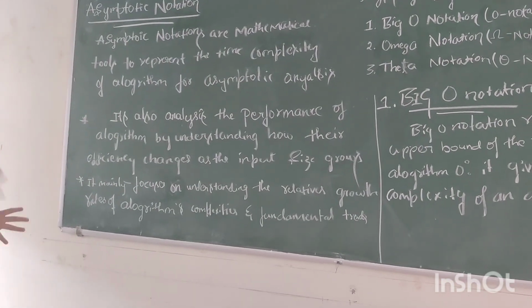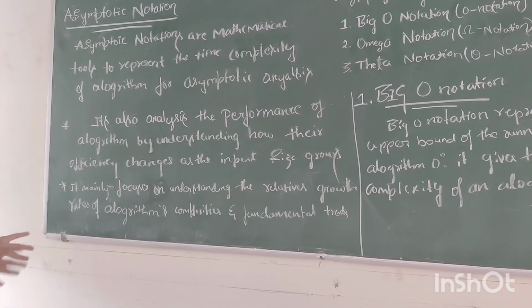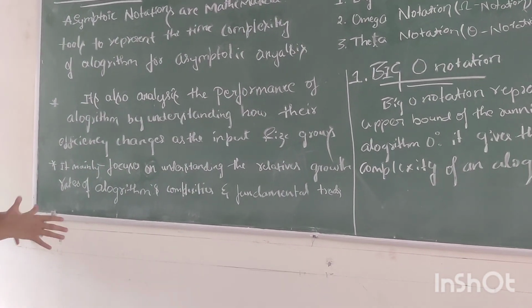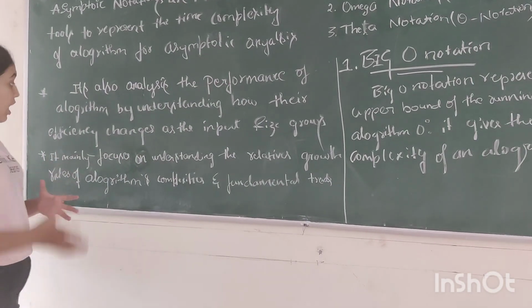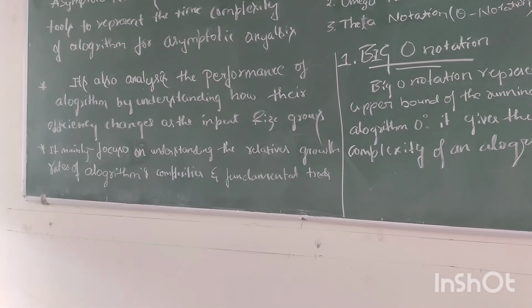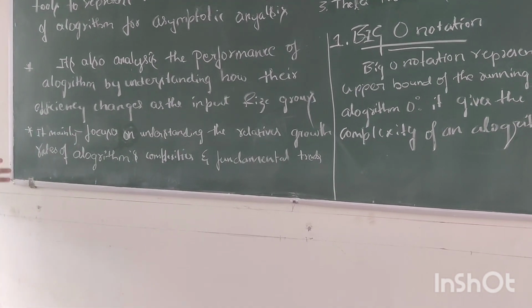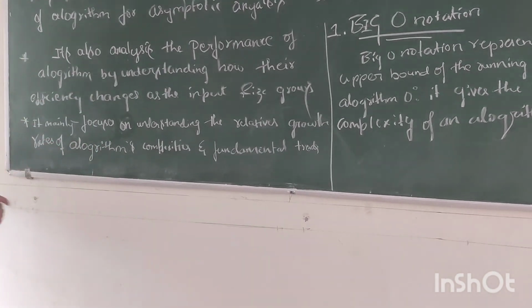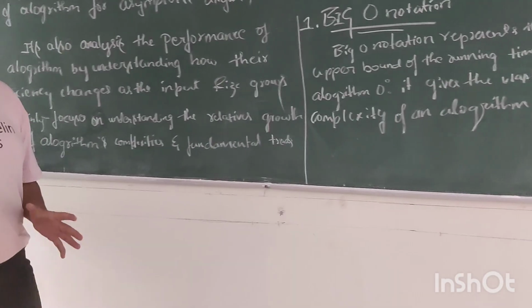Asymptotic notations are mathematical tools to represent the time complexity of algorithms for asymptotic analysis. It also analyzes the performance of algorithms by understanding how their efficiency changes as the input size grows. It mainly focuses on understanding the relative growth rates of algorithm complexities and fundamental trends.